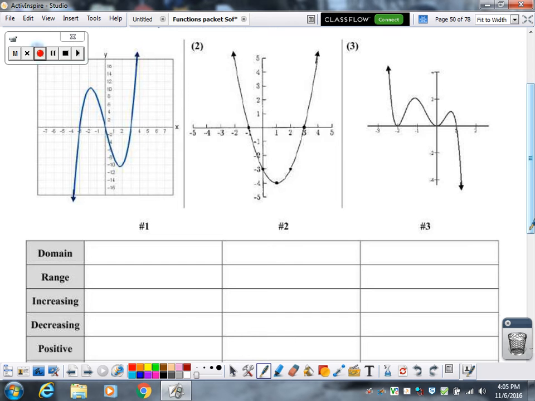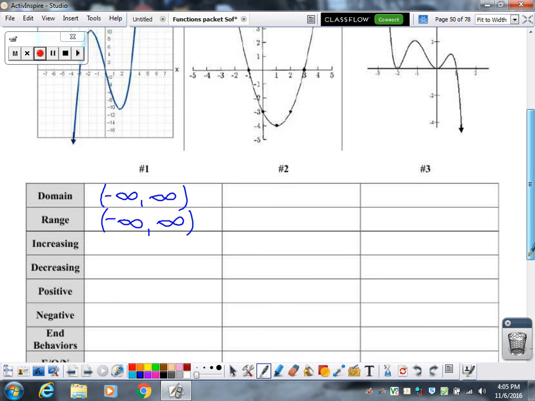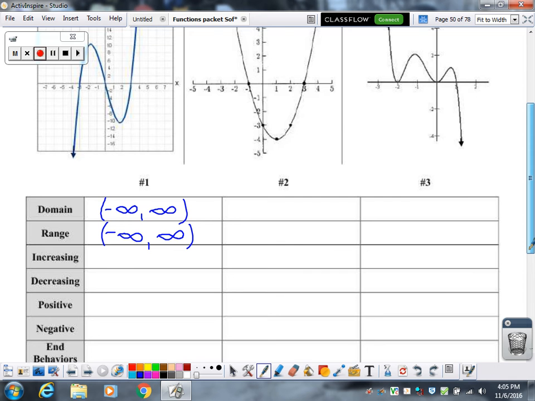So for domain and range, just to stay consistent, we'll continue using interval notation. Because of the arrow tips, domain and range will be going towards infinity and negative infinity, or it's all real numbers. So the domain is negative infinity to positive infinity, and same thing for the range, negative infinity to positive infinity. And again, as soon as you see arrow tips, that gives you a clue that one of them, if not both of them, will have infinity as one of their values.